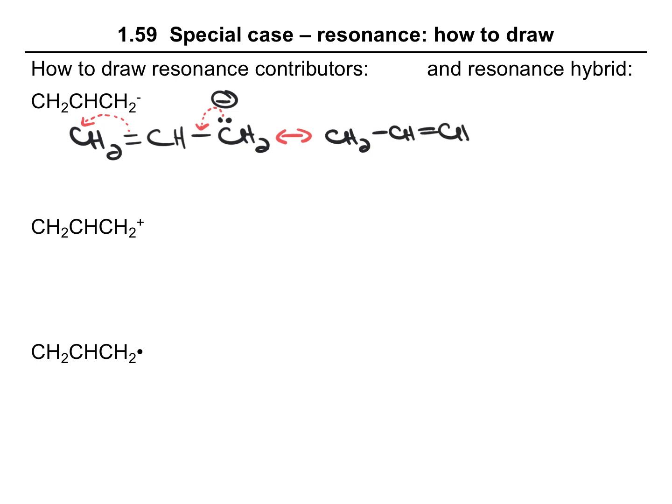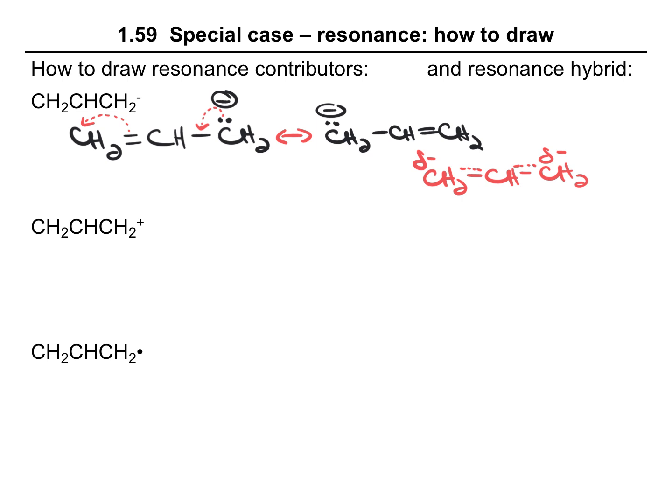This is now a double bond. Here is the lone pair, and now this carbon is the one that has the negative formal charge. So the resonance hybrid, we've got our CH2, CH, CH2, partial double bond character here, partial double bond character here, partial negative, and a partial negative.